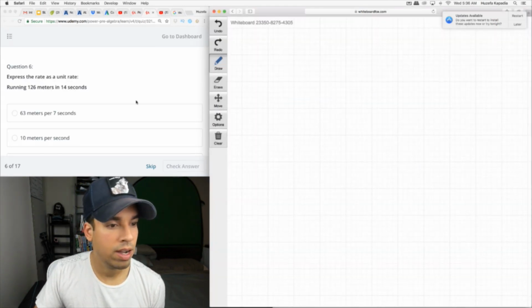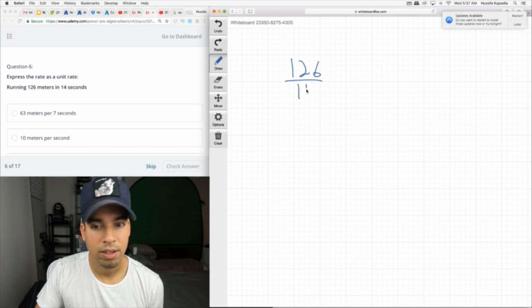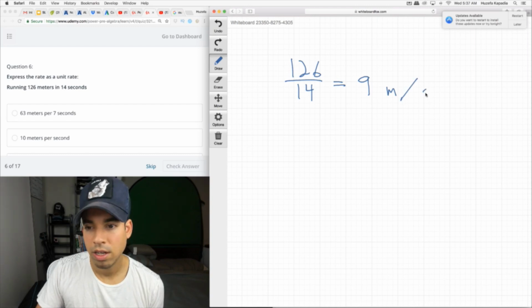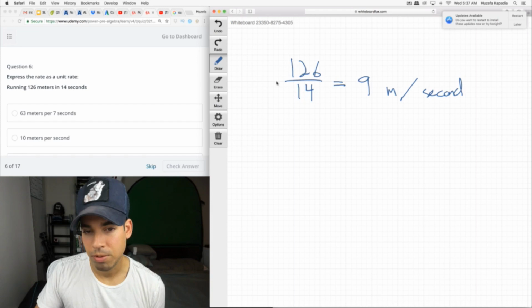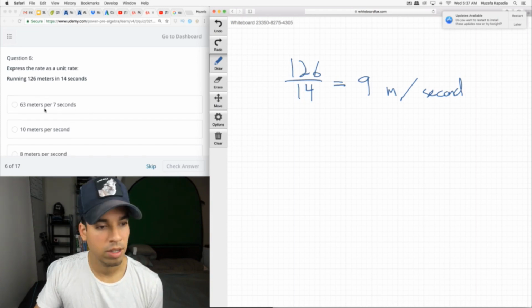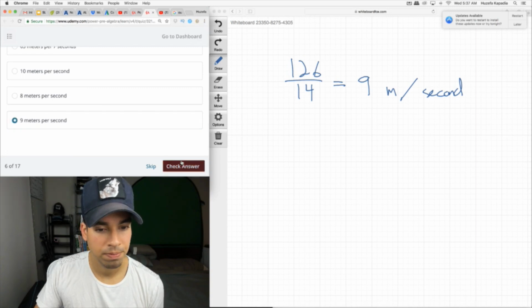Next, we're trying to find meters per second if you look at the answers. So we got meters, 126 per second, which is 14. And now we just divide, and I believe 14 goes in that 9 times. So it's 9 meters per second. And this just happened to reduce exactly. This is actually the same as 63 per 7. It's just not fully reduced. So 9 meters per second.